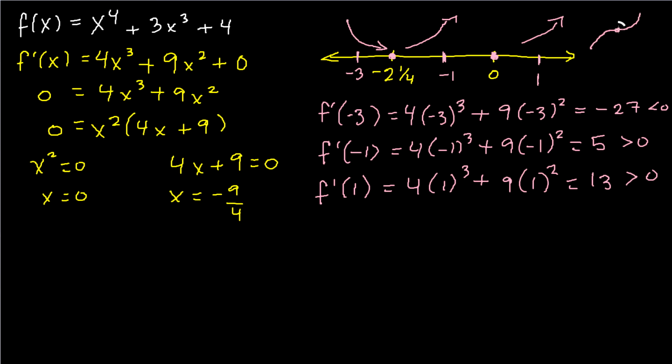So that turning point is not considered a minimum or a maximum. It is just a turning point where the graph kind of flattens out a little bit and then keeps going up. So we're not going to consider that as an absolute or even relative minimum or maximum. The only one that we're going to consider is the negative 2 1/4.